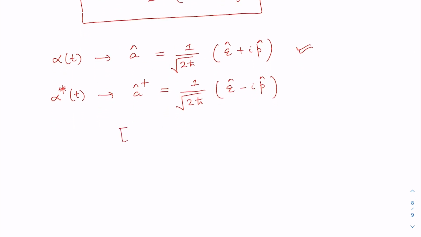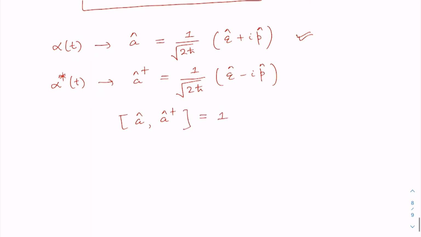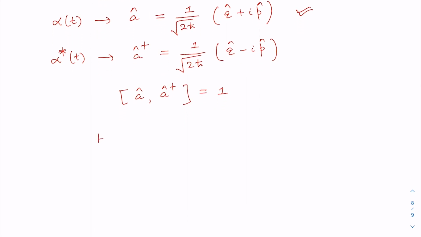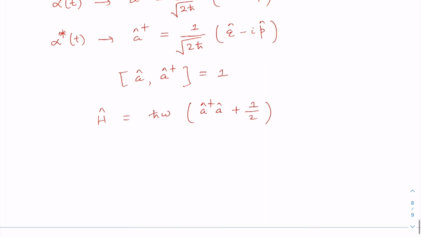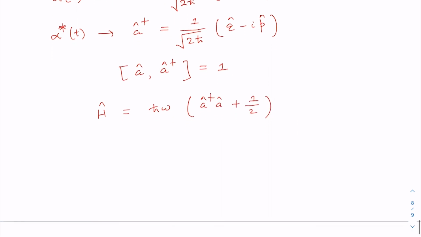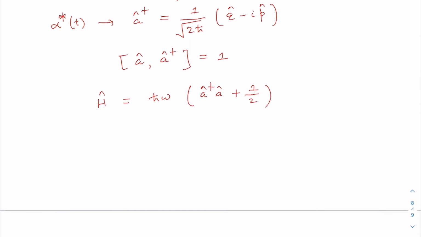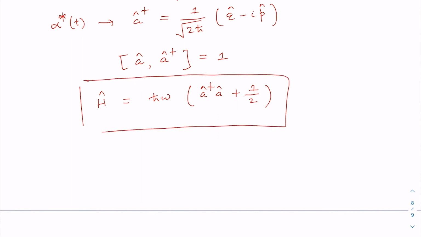One can immediately show that A dagger is going to satisfy this commutation relation, and the Hamiltonian we can express in this familiar form, that is h cross omega A dagger A plus a half. Okay, so this way we see that the mode of an electromagnetic wave oscillates like a harmonic oscillator.